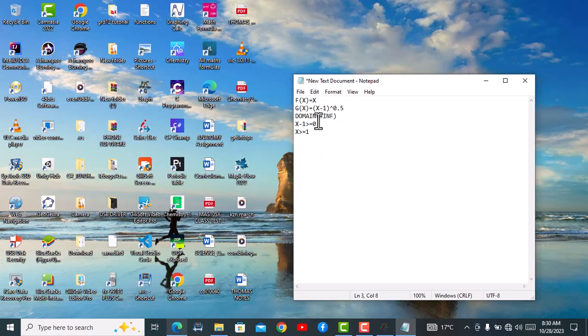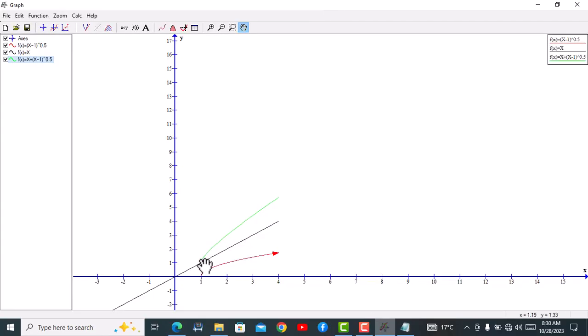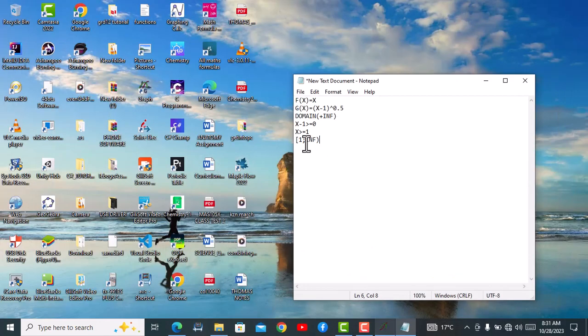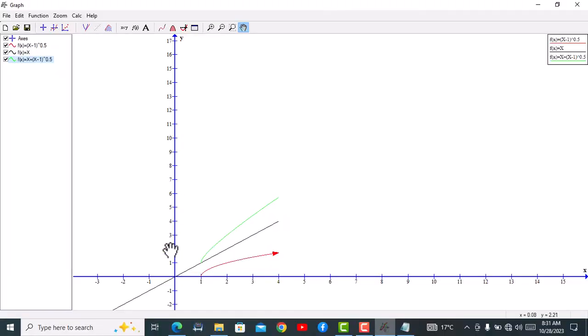Where they are both met, this should be from 1, so the domain would be from 1 to positive infinity, and infinity is not included. So this would be the domain, and this is what we expect. Can you see that domain? It's from 1 to positive infinity, and it corresponds very much with this, because the function is defined at x equals 1.